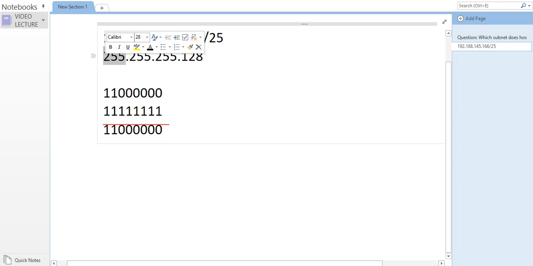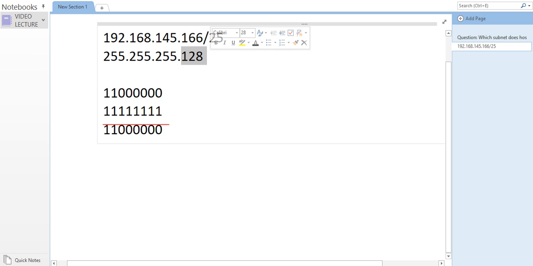Where you have 255 in that octet, there's no need for you to convert it, because the answer is going to remain the same. That value will remain the same. But here it's not 255, this is a different number, it's not up to 255, so there can be some difference. So what you will do here is convert 166 into binary.